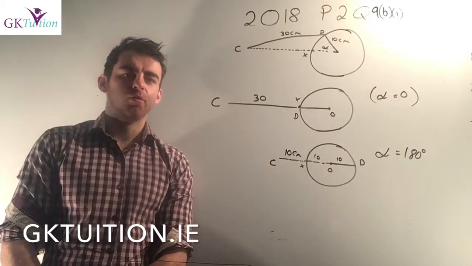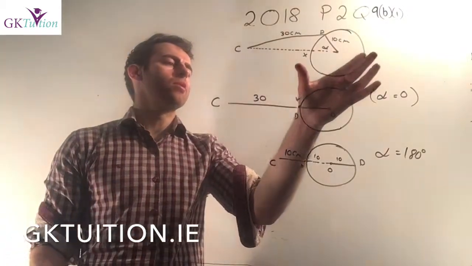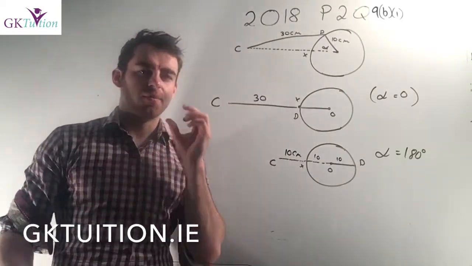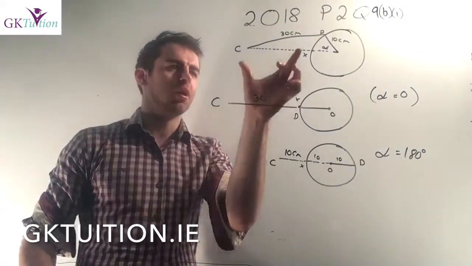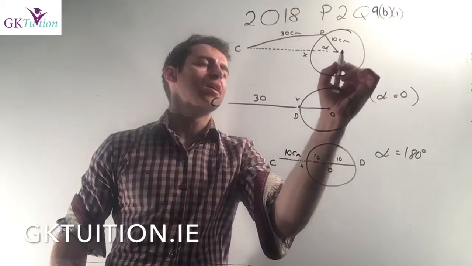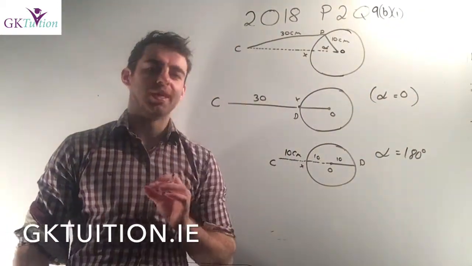Okay, so for B part 1 now, we need to consider the diagram. So I've taken down the diagram that we have in B part 1. Notice the distance CD is a metal rod. The distance CD is a metal rod, it cannot change, it will always be 30 centimeters. The distance from O to D is another metal rod. It cannot change, it will always be 10 centimeters.